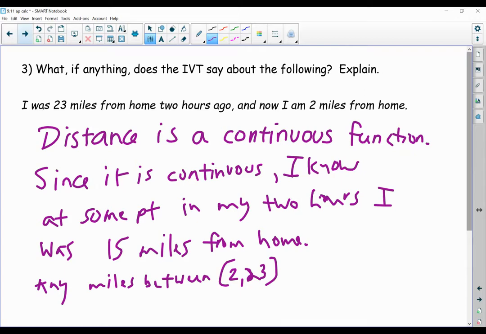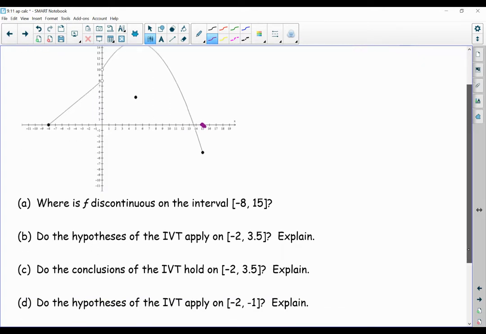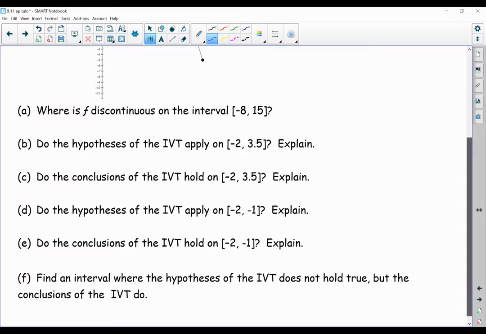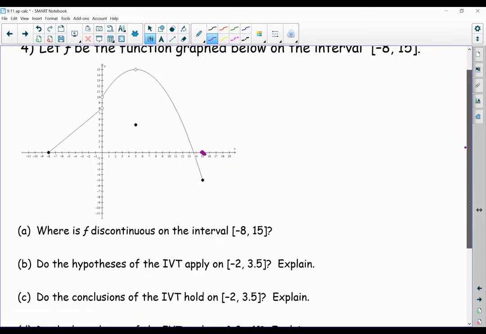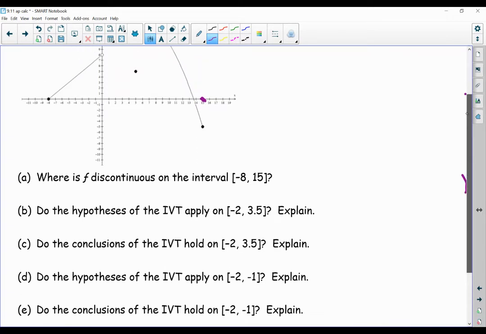So let's play with one more idea about IVT, and we'll look at this graph here. First, there's this weird thing, we're just going to ignore that. Okay, so here I have this graph that is defined between -8 and 15. Question A. Actually, I want you to pause me and answer these 6 questions, take about 5 minutes maybe. Then unpause me and we'll go through it together. Again, we'll probably talk about this one in class as well because this can tend to be a tricky one.